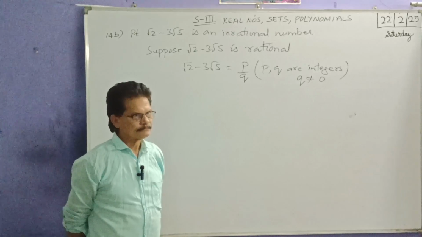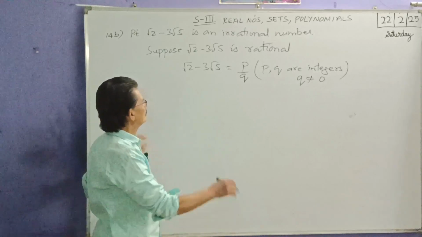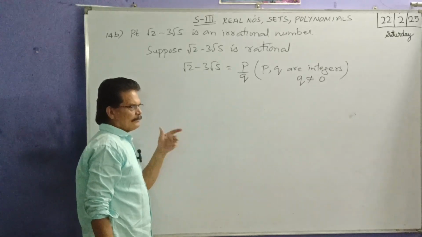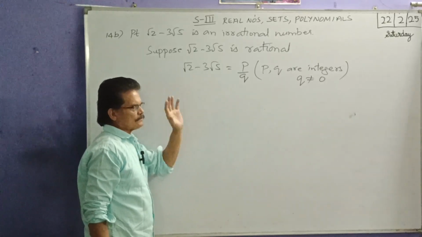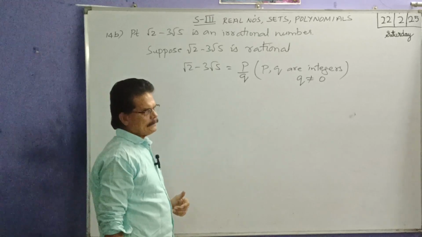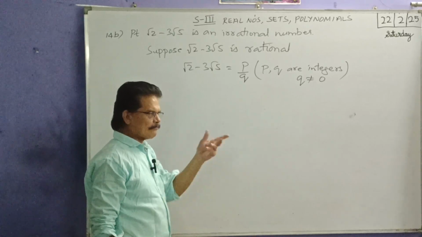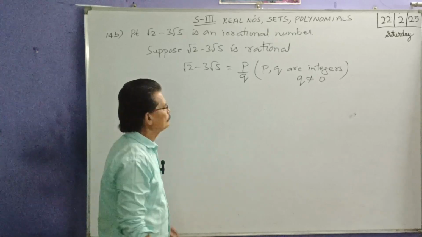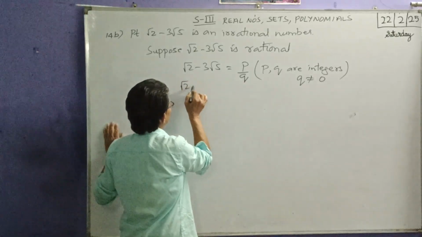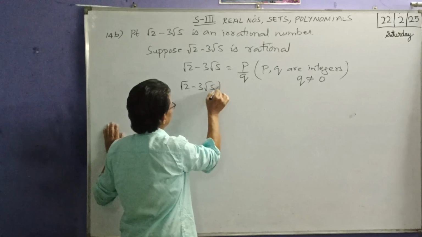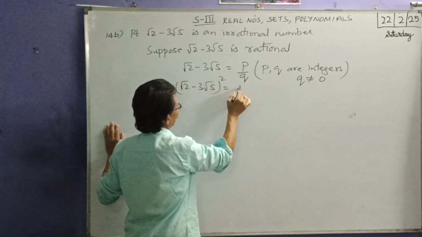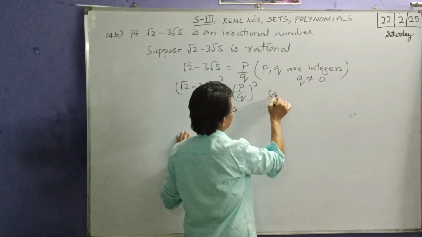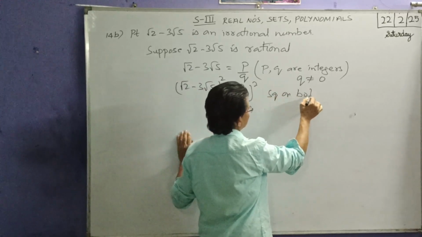Now we'll proceed into the next step. Squaring on both sides. Why? To eliminate the roots. The idea is to eliminate the roots, but they will never be eliminated. Root 2 minus 3 root 5 whole square is equal to p by q whole square. What is this step called? Squaring on both sides.